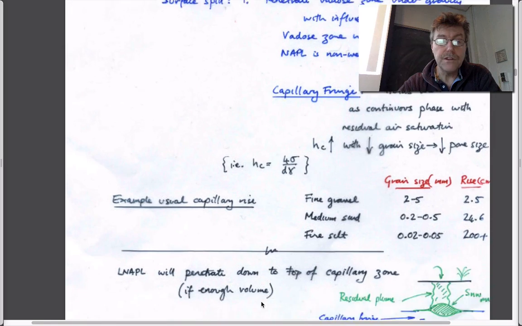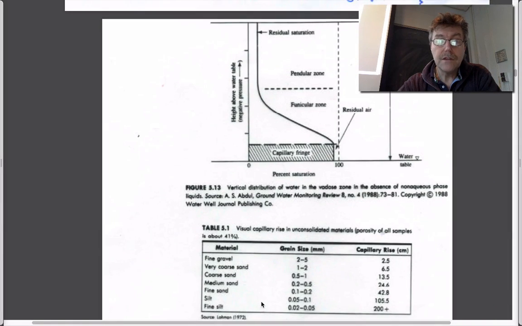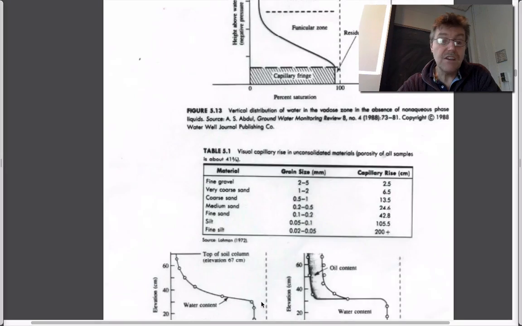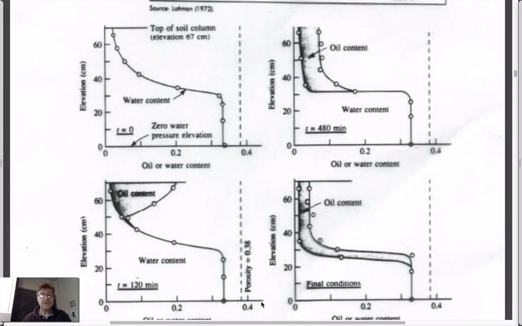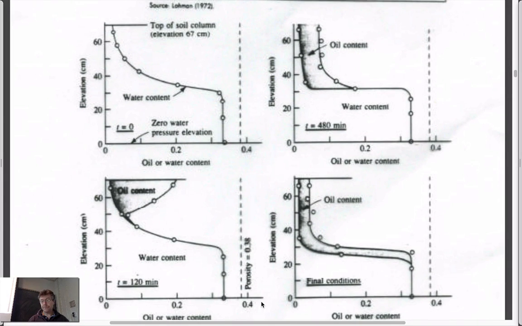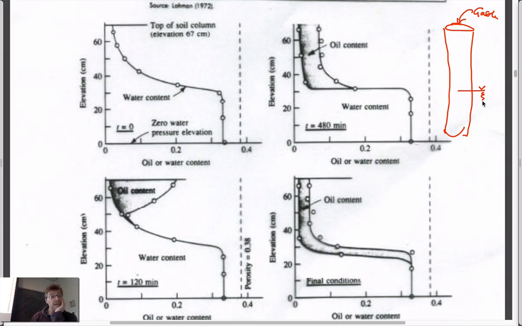We don't need that. We don't need this. But we can look at this. Let's look at this picture. So if you take a soil column and you were to spill gasoline into this soil column, when initially it has a water table at some location, then this is what we'd expect the saturation profile to look like.